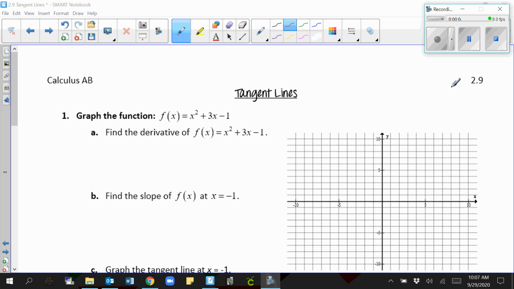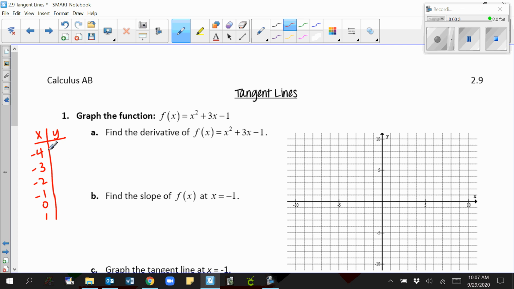Hey guys, today we're looking at 2.9, which is going to talk about some tangent lines. So for number one, the first thing we need to do is graph our function right here. What I did is I created a list of points, or a table, over here on the side. I used -4, -3, -2, -1, 0, and 1.